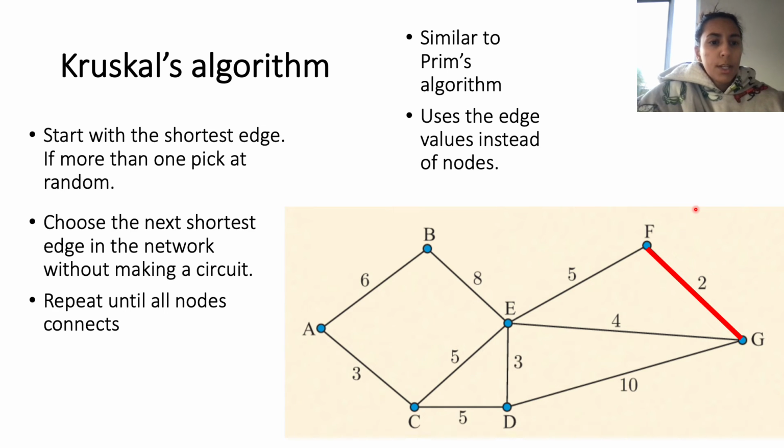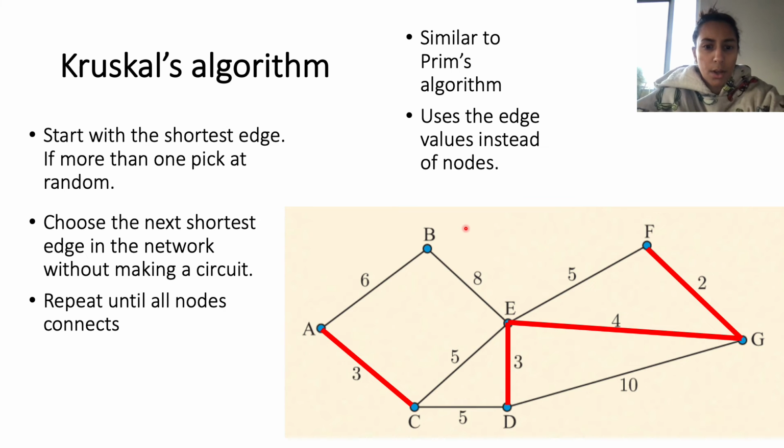Then you choose the next shortest edge in the network without making a circuit, and you keep doing that until all the nodes are connected. If I'm looking here, my next shortest one would be this 3 or this 3, and at random I chose this one. Then my next shortest one would be the 3 again, then it would be the 4, so I still need to somehow connect this node here, and these 2. So my next shortest one will be 5.